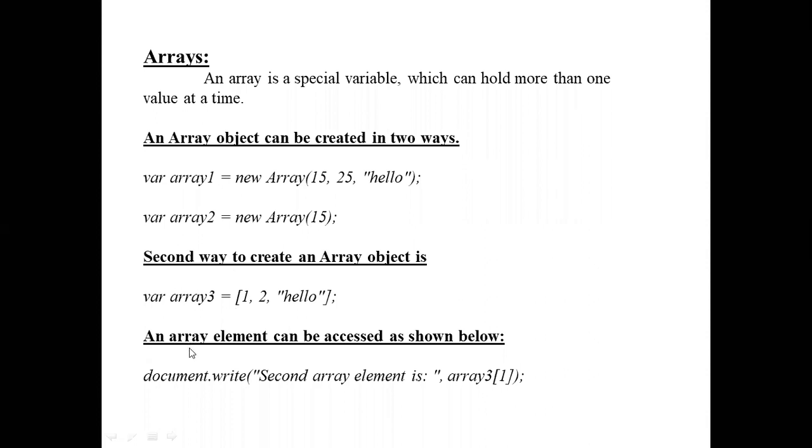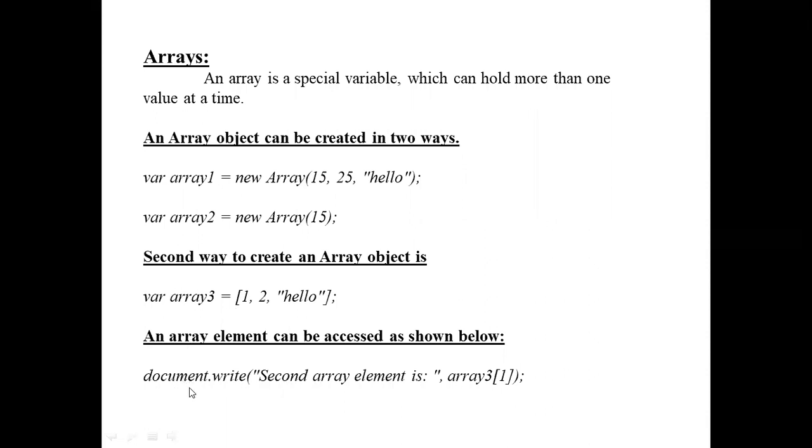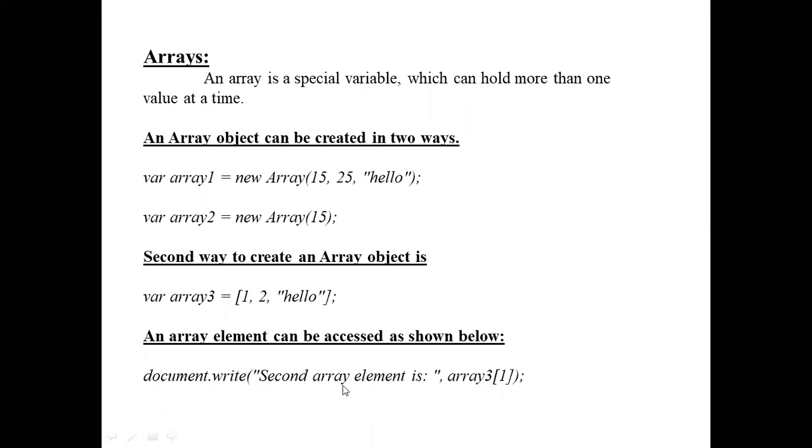Next, accessing an array element. Here document.write of the second array element: we access the array element by using array3[1]. That is, we are accessing the second element in array3, which is at index 1. So array3[1], the second array element, is 2. So this is the definition and creation of an array object and accessing an array element.